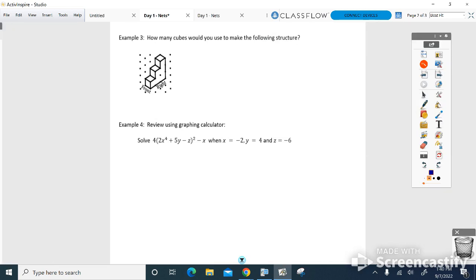All right, next one. This is not a net, but I did want to expose you to a different type of drawing. Has anybody ever seen this one where you do it on the dot paper? There's actually 2 names you could maybe have heard of before. Anybody know either name? Isometric is one. And I think somebody just chimed in with the other one. Orthographic, good.